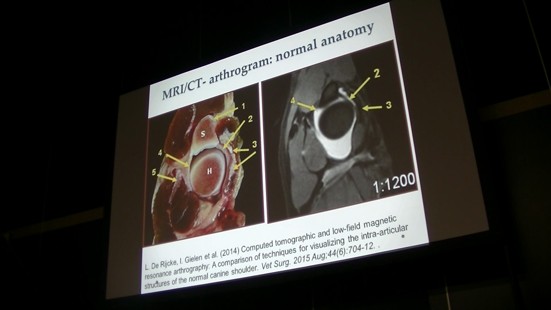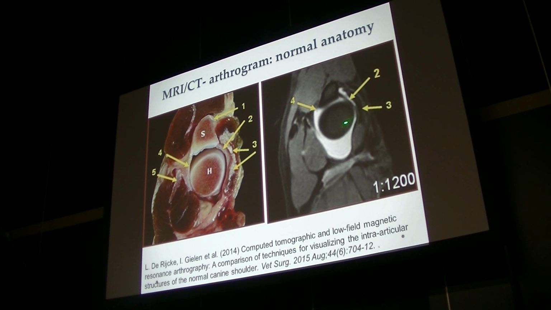In the anatomical specimen, this is cranial and caudal, medial and lateral. This is the medial collateral ligament, and this is the lateral collateral ligament. And on the MR image, you see there's contrast applied intra-articularly. It's this small defect in the contrast, a filling defect, because the contrast is running around the ligaments.